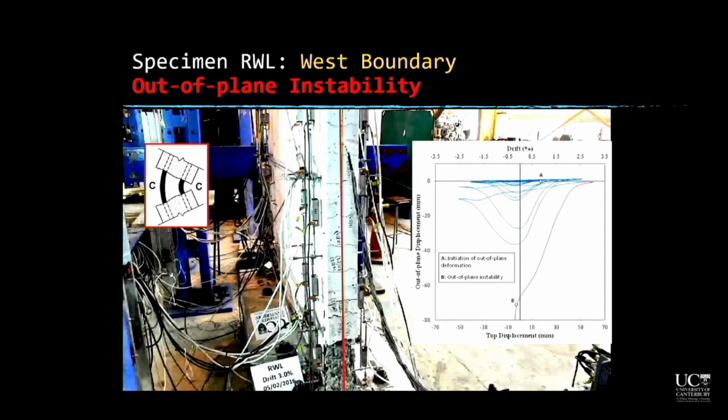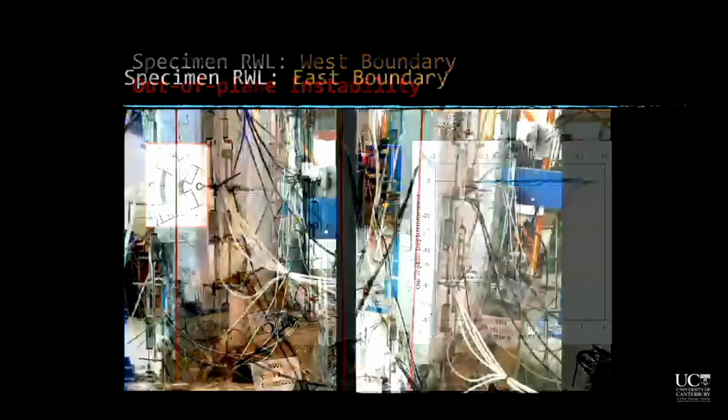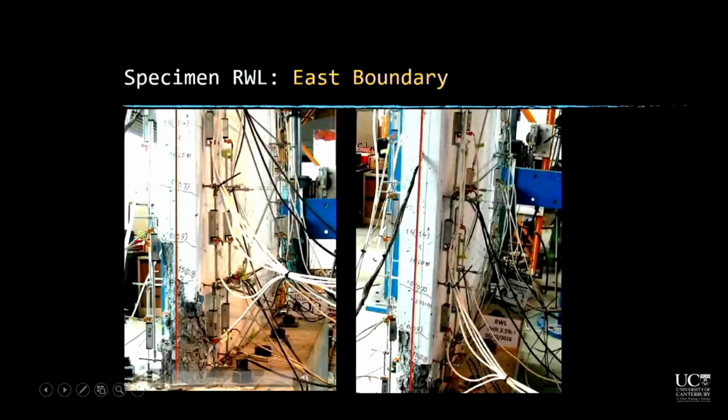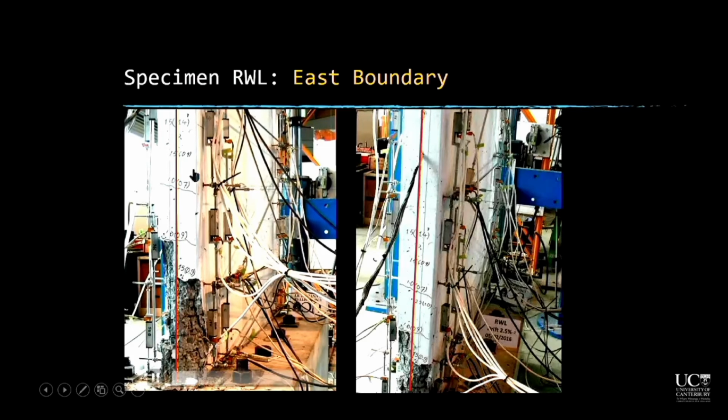It happened along a specific height from the base. So the results of this specimen were used to verify the assumptions that were made in the analytical models to predict the global instability of structural walls. We can see development of out-of-plane instability in this specimen from the east boundary.